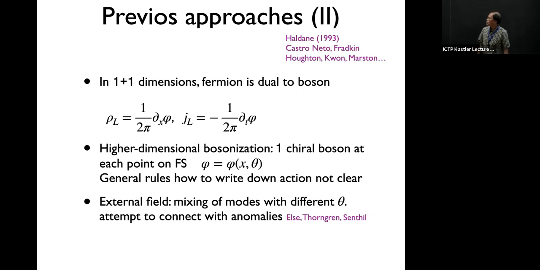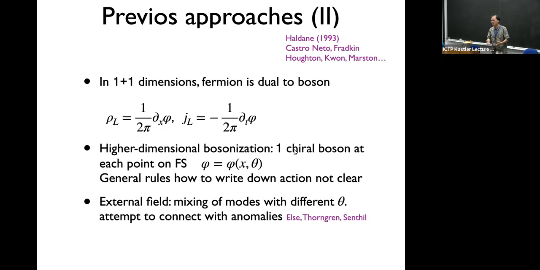Another set of ideas comes from 1+1 dimensions, where one knows that a fermion can be bosonized into a boson. And during this bosonization, the density and the current become a derivative of some bosonic field. But to transfer this idea to higher dimensions, the situation becomes very complicated. That's because in 1+1 dimensions the Fermi surface is just points. But in higher dimensions, the Fermi surface has an internal extension, like a line or a surface. And so one would now have one chiral boson per point on the Fermi surface. That makes the theory very complicated, and there is no general rule to write down such an action.